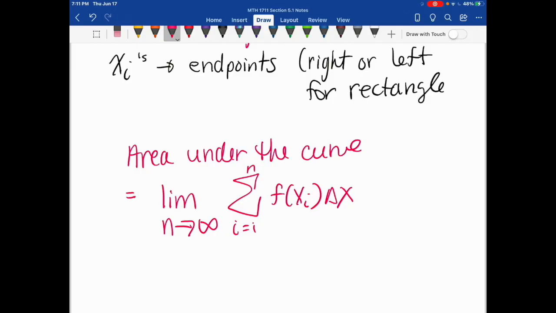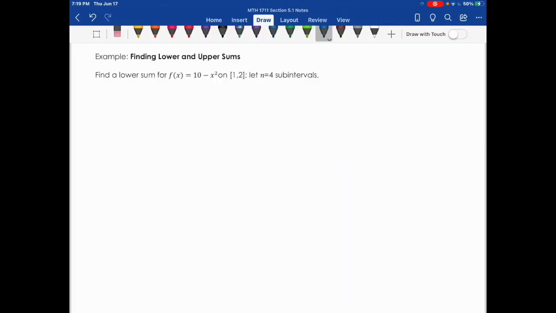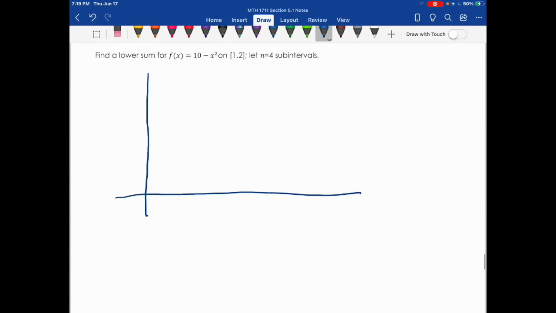So if we take the limit as n goes to infinity of that sum, we're going to get the actual area under the curve. In this next example, we're going to find the lower sum for f of x equals 10 minus x squared on the interval from 1 to 2. And we're going to use 4 rectangles. So our picture is going to look like this. 10 minus x squared is an upside down parabola that has a y-intercept at 10. So it's going to look something like this.